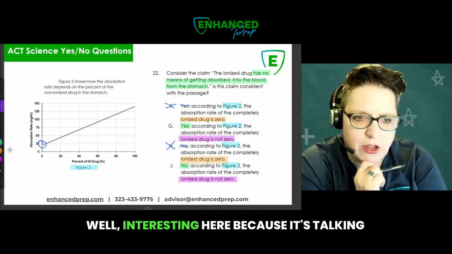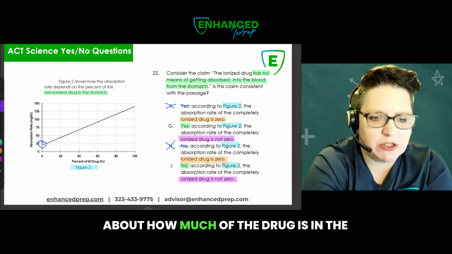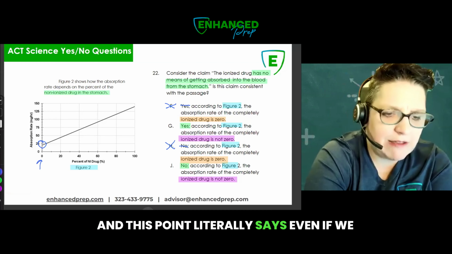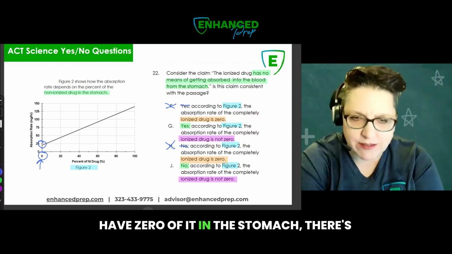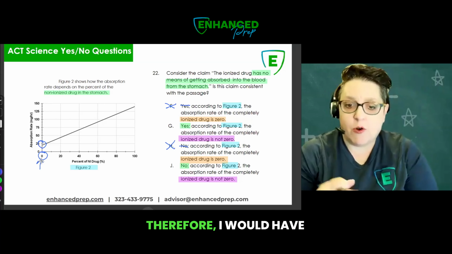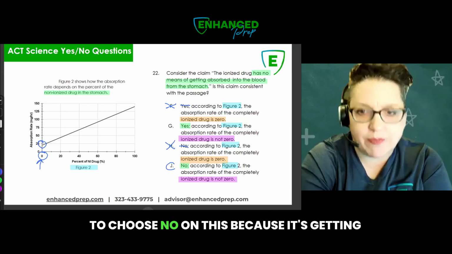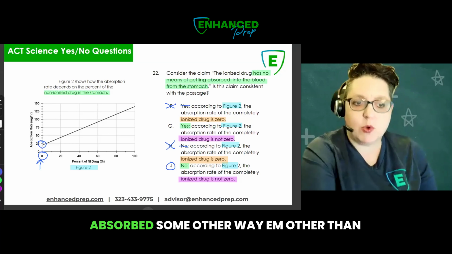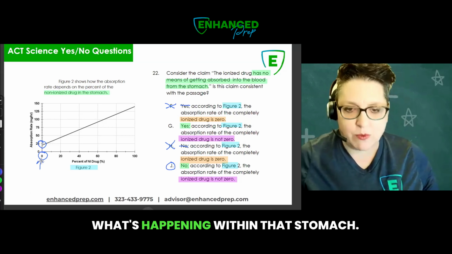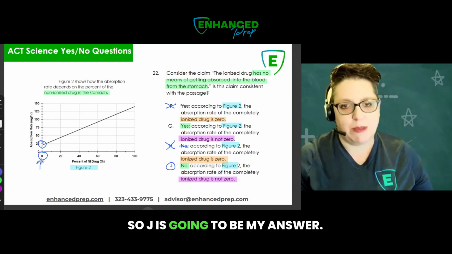Well, interesting here because it's talking about how much of the drug is in the stomach. And this point literally says even if we have 0 of it in the stomach, there's still some that has been absorbed. Therefore, I would have to choose no on this because it's getting absorbed some other way other than what's happening within that stomach. So J is going to be my answer.